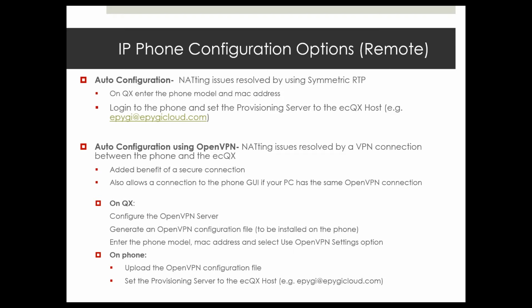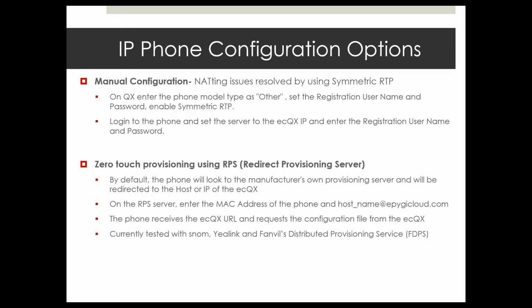All right, when it comes to remote phones, you've got some other options. We can use auto configuration, where the NATing issues are resolved by use of the symmetric RTP option. On the QX, you enter the phone model and the MAC address, and then you log into the phone and set the provisioning server to be the IP address or the host of the PBX. The phone will boot up and reach out to the QX, and we're going to give it a configuration file.